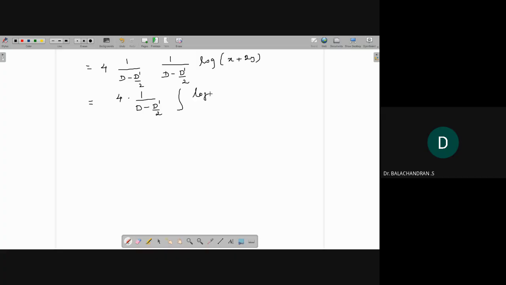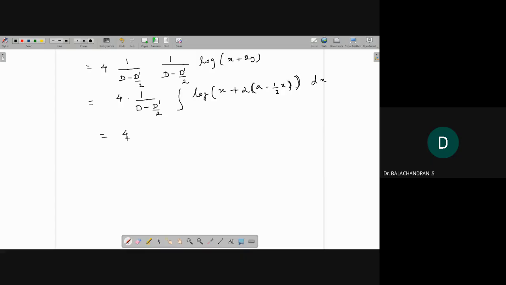Okay, even I forgot the formula. I will just write log of (x plus 2, instead of y, a minus m), that is, 1 by 2 into x. That's all. This bracket is for this one, and this bracket is for this one. Okay, into dx.